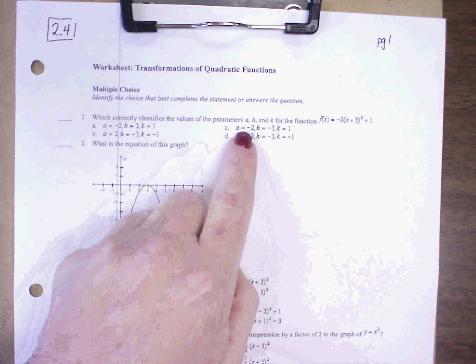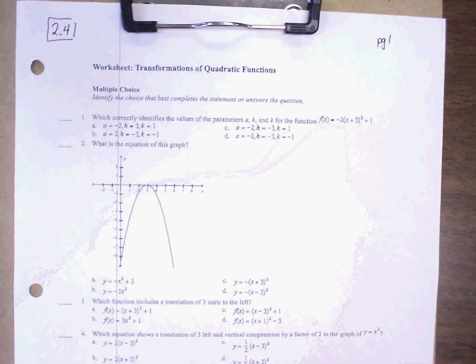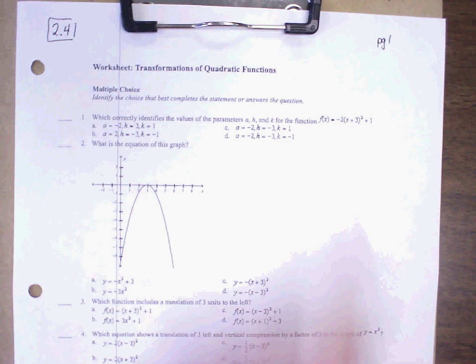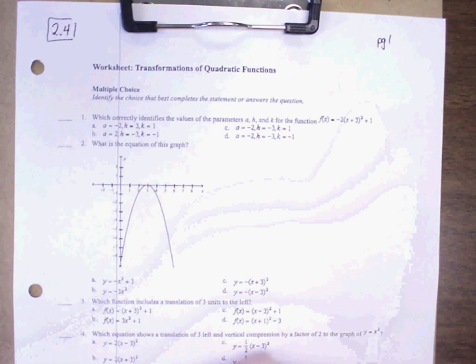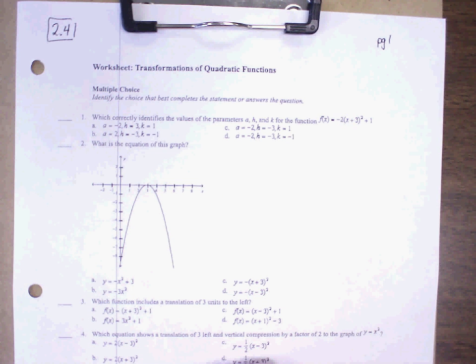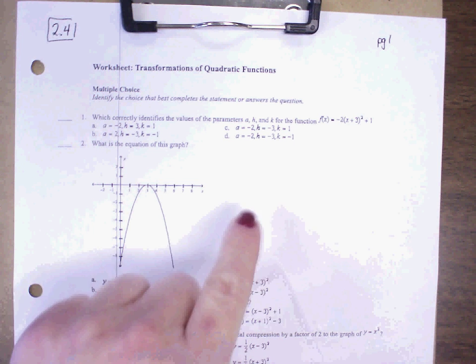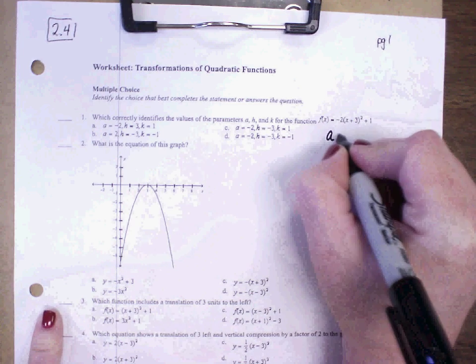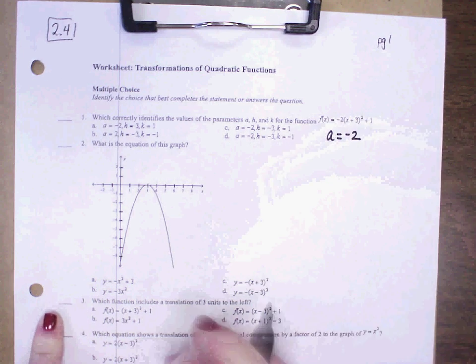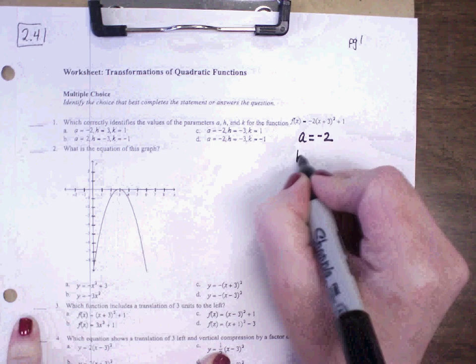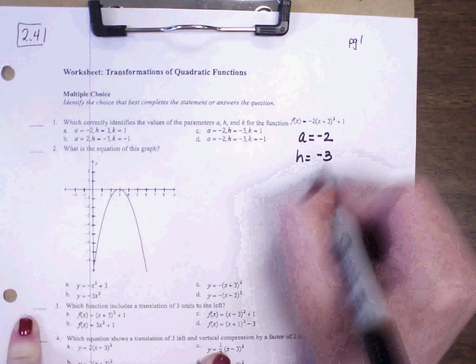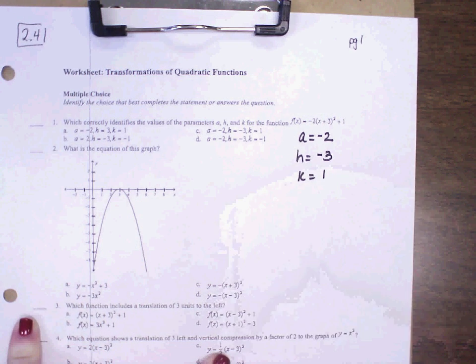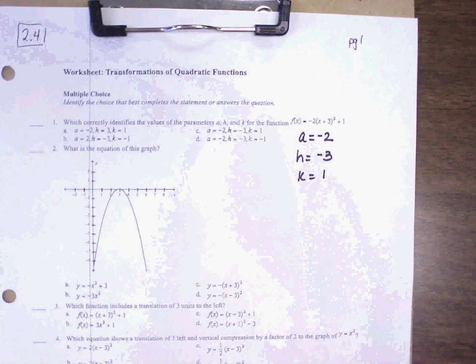All right, which correctly identifies the values of the parameters a, h, and k for the function f of x equals negative 2 times (x plus 3) squared plus 1. Don't try to look for them before writing them, because that's how you messed up. Okay? So the first thing that I would do is write them down. A is negative 2, h is negative 3, and k equals 1.